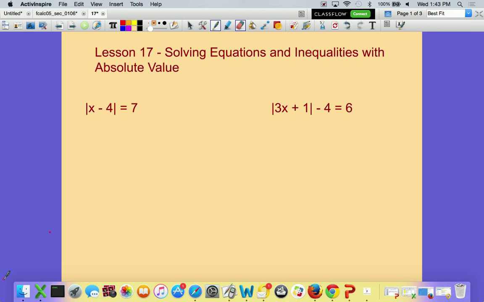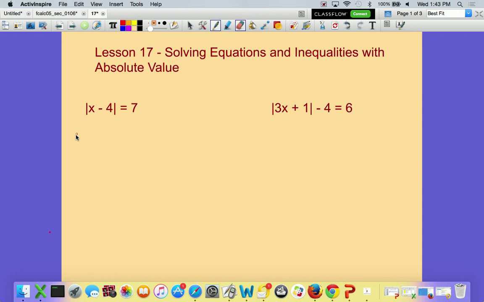Alright, so your first step to doing these is we've got to get rid of this absolute value sign. Well, how do we do that? We split it into two equations. Your first step is anything outside the absolute value sign, anything out here or behind it, has to go to the other side. We don't have anything here, so we're ready for the next step.